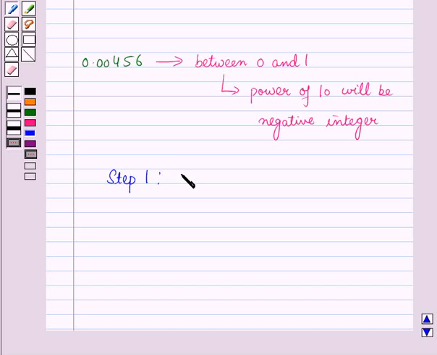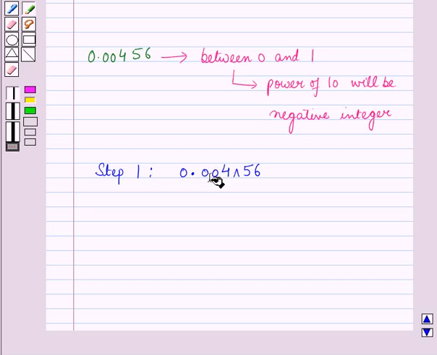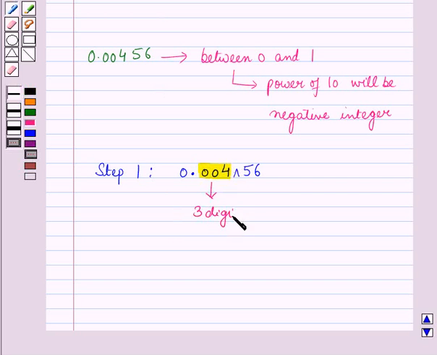Now in the first step, we will place the caret after the first non-zero digit, which is 4, and then we will write the remaining digits of the given number, which are 5 and 6. And now we will count the number of digits between decimal and caret. Now here we have 3 digits.